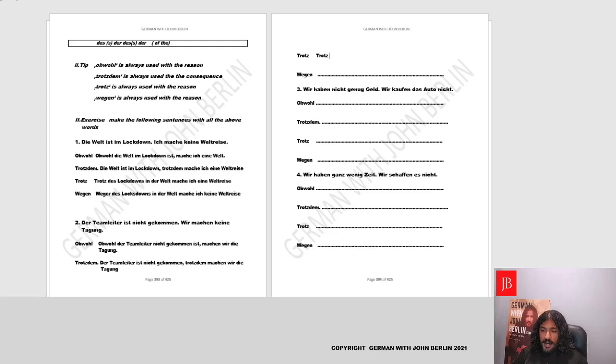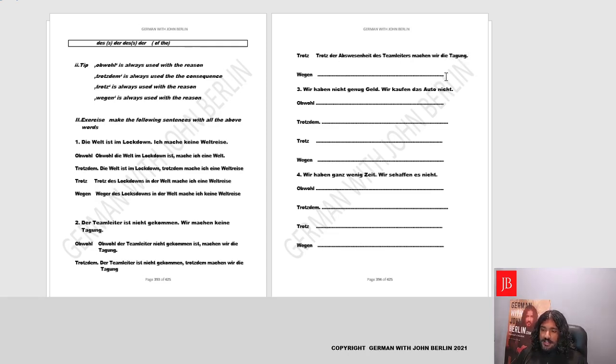Now, trotz. Abwesenheit is feminine. So you need a feminine genitive article. Des, der, des, der. Der is genitive of the. In spite of the absence. So, trotz der Abwesenheit. Abwesenheit is absence. Of the team leader, des Teamleiters. Yes. We do a meeting. Machen wir die Tagung. Yes.